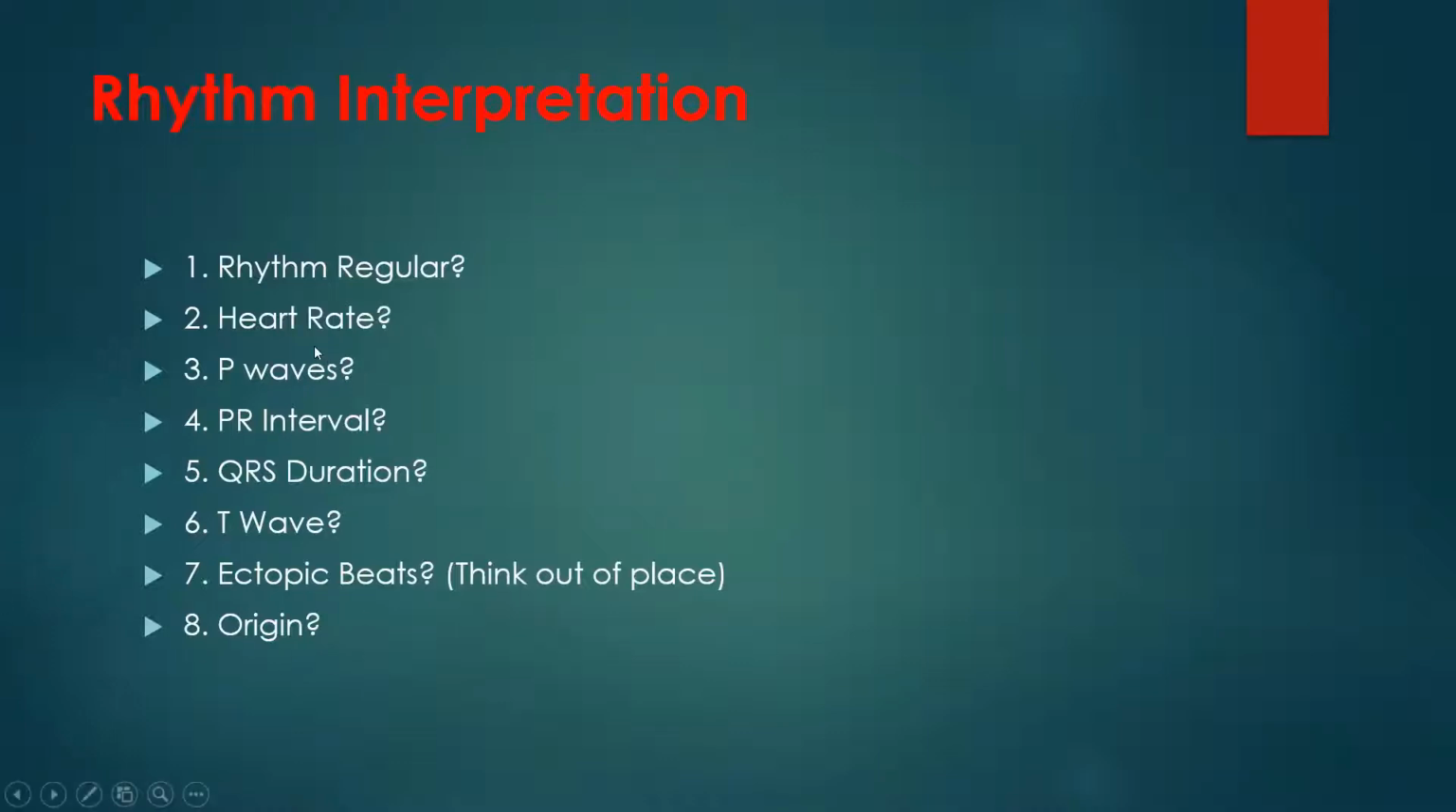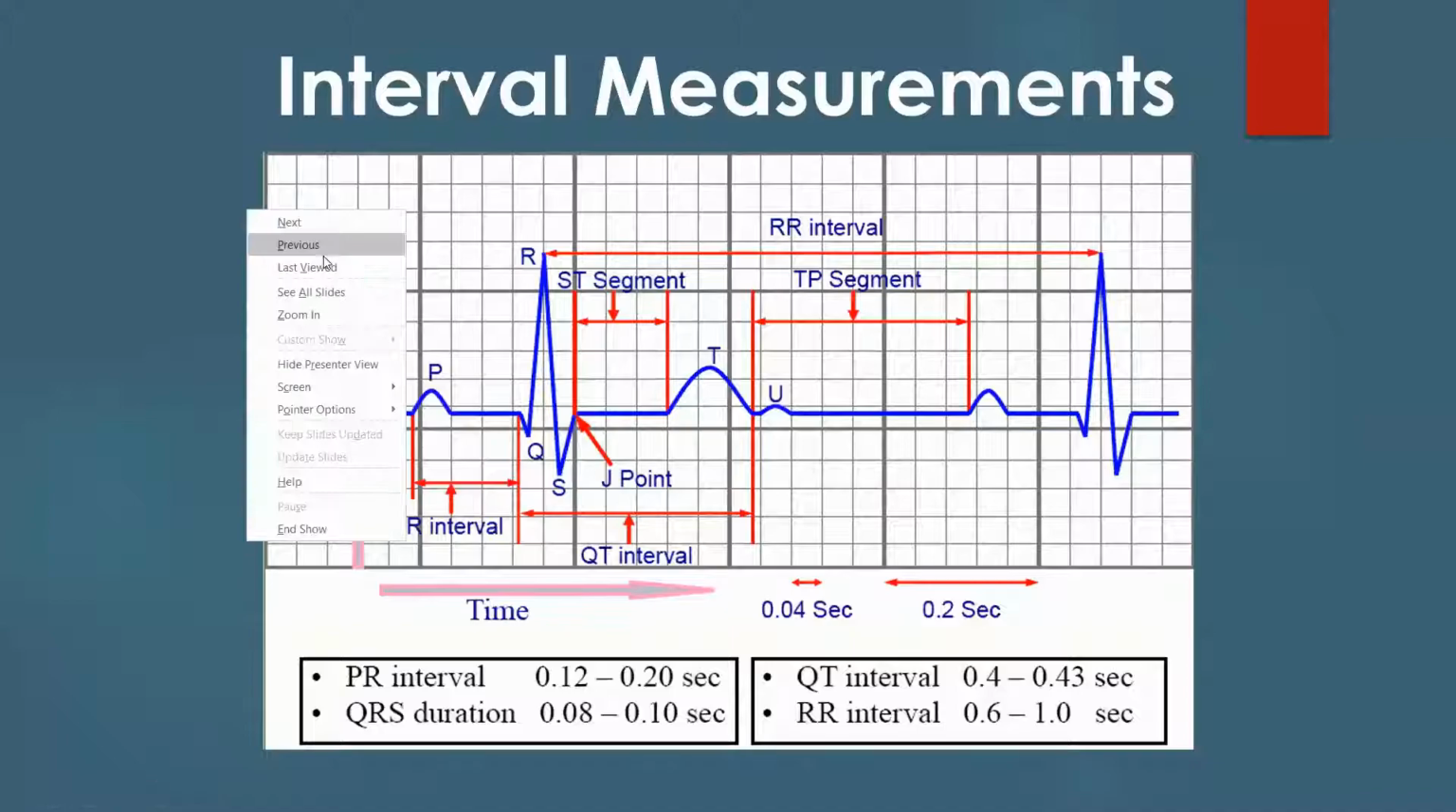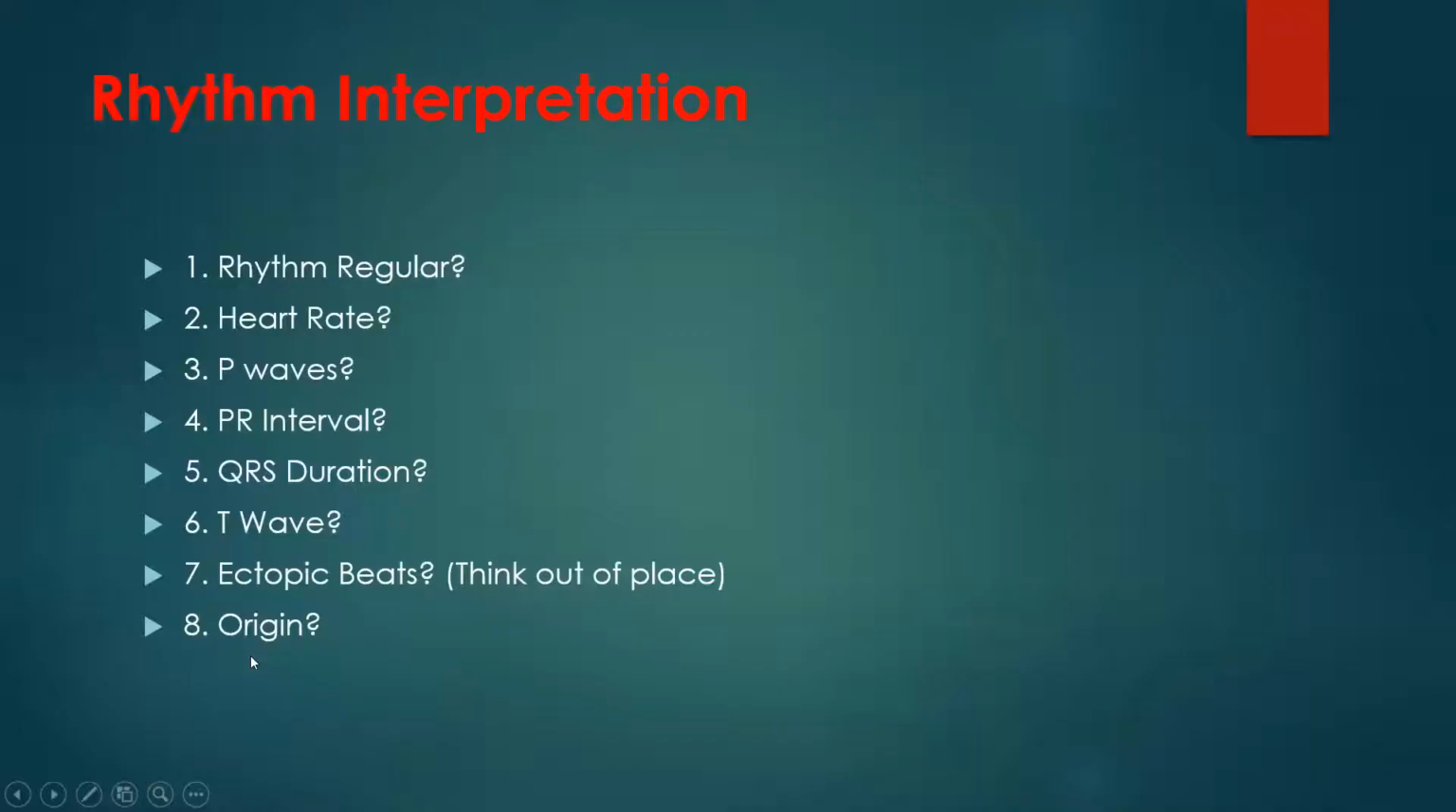And looking at P waves, the QRS duration, and all of this can tell us the origin of that rhythm. Did it start in the SA node? Did it start in the AV node? Is it somewhere else in the atria? Or are we dealing with a total disassociation between our atria and our ventricles?